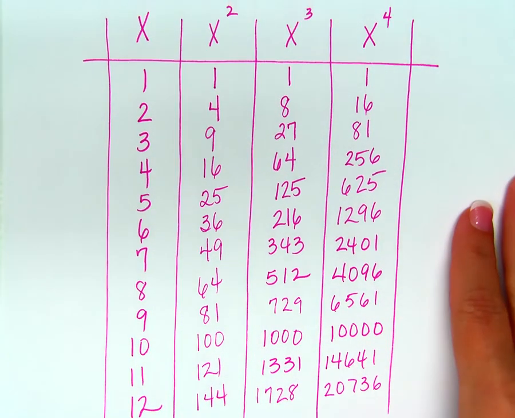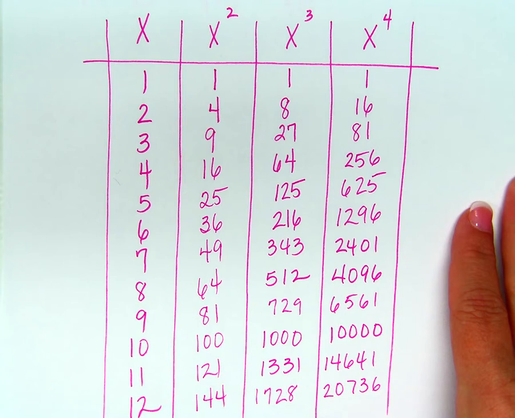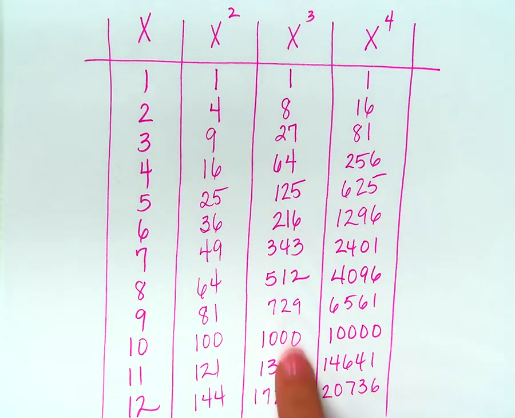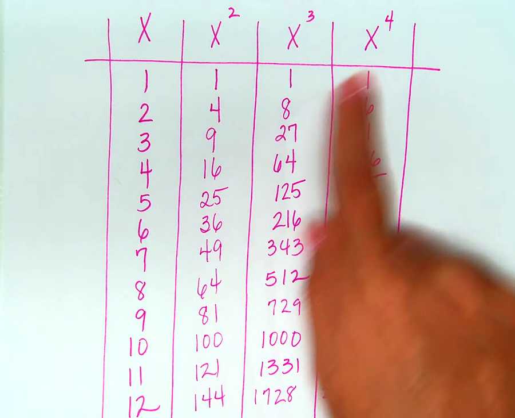Do you know how to read this? Do you know what everything means here? If this is the x number, that's that number squared. That's that number cubed. And that's the number to the fourth power.